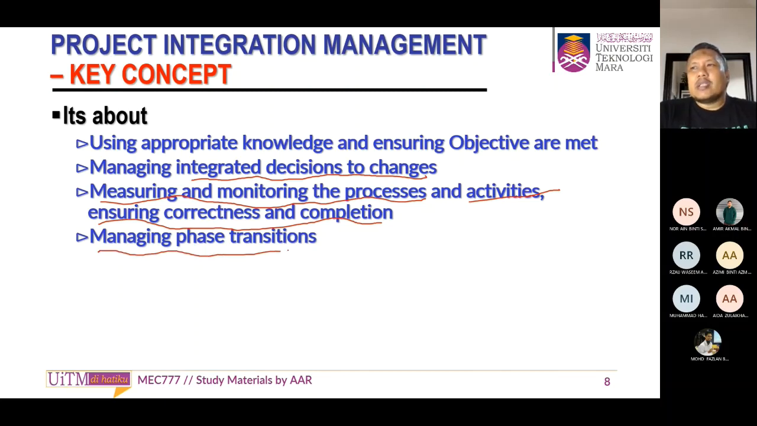And then we must manage the phase transition. What is phase transition? Phase transition is the process that we have from one to another. So from the execution to the close. So we need to manage this. Okay.